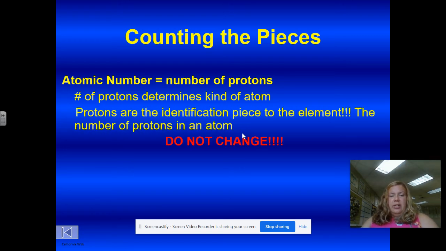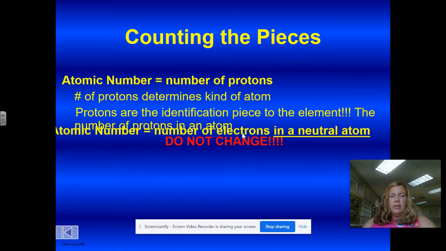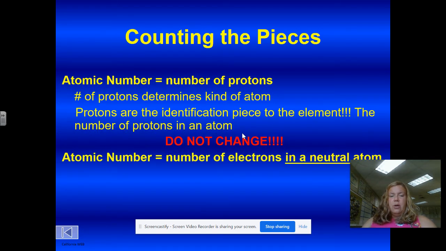Protons, again, they're the identification piece, and those protons do not change. Remember, the identity of the atom changes if the number of protons change. So the atomic number is also, in a neutral atom, the number of electrons, because think about this.